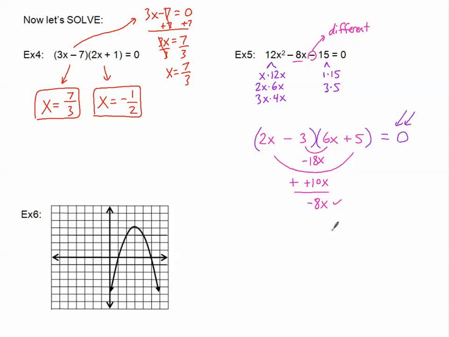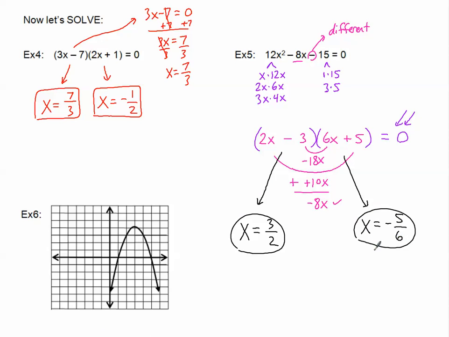I'm not finished, but I am correct. Now I have a product equal to 0, and I can write my answers. X is going to be equal to positive 3 over 2. That's one of my answers. X is going to be equal to negative 5 over 6. And it feels good when you finally get the puzzle solved. It might take you a little bit of erasing, but you can get there.